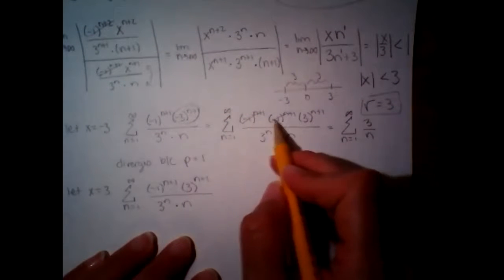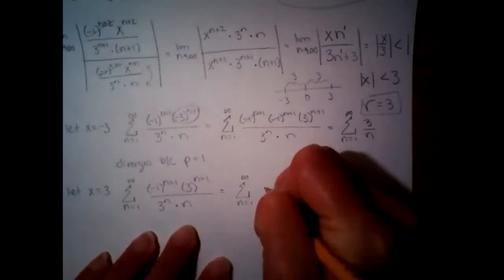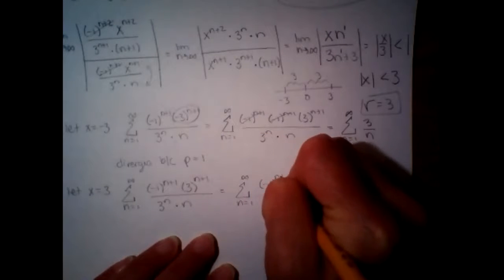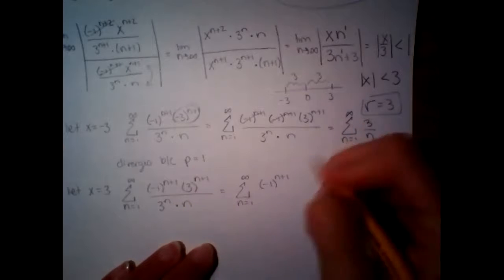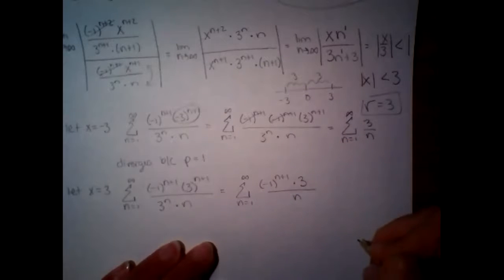So this time I can't get the negatives to cancel. This is going to be an alternating series, which, by foreshadowing, we're going to do the alternating series test. These 3's still cancel. We'll just have 3 and then over n.